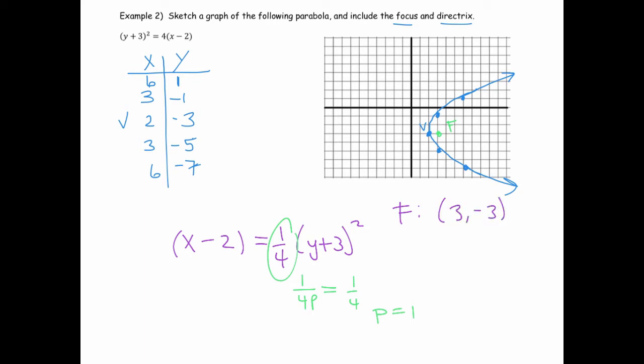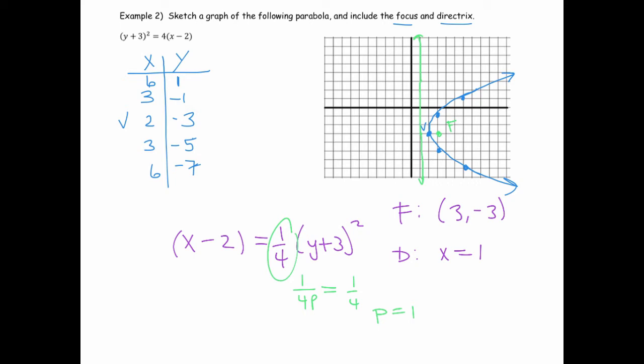And if you go in the other direction, you'll have a point on the directrix. So the directrix must be this vertical line through that point. So the directrix would have equation x equals 1. And now we've got everything.